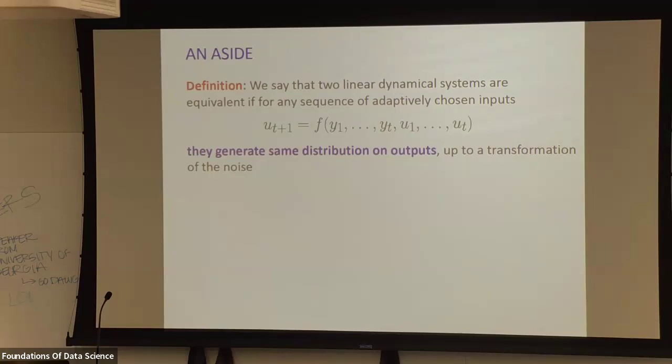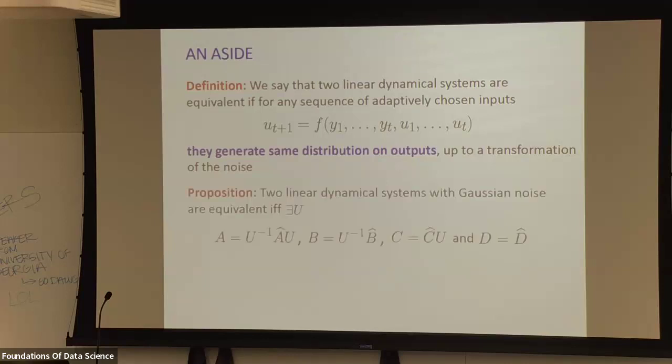So for any sequence of adaptively chosen inputs, where U_{t+1} depends in an arbitrary way on whatever has happened so far in terms of the observations and the inputs, if those two linear dynamical systems generate the same distributions on their trajectories, then the linear dynamical systems are functionally equivalent because they act the same in terms of their input-output behavior.